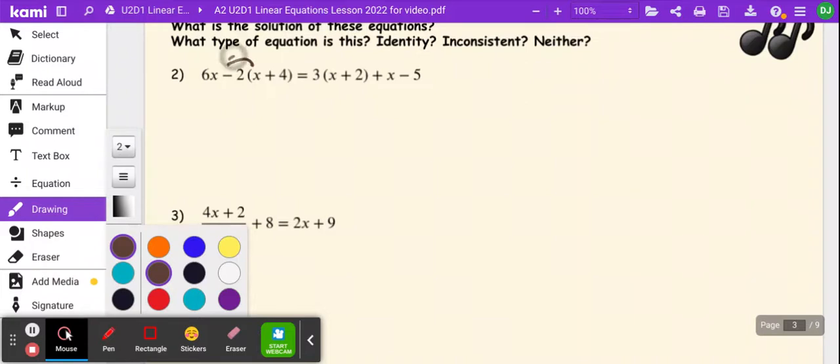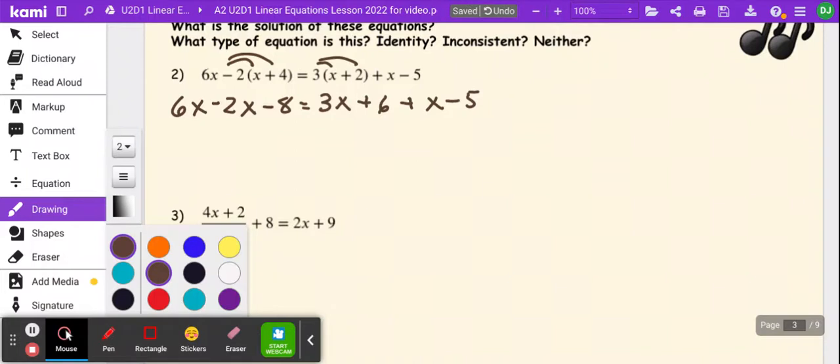All right, so I'm going to distribute once again and get negative 2x minus 8. Going to distribute on the right side: 3x plus 6 plus x minus 5. Okay. What do I do next? Oh, again, those like terms, and like terms on the right, and more like terms with 6 and negative 5. That's a 1. All right.